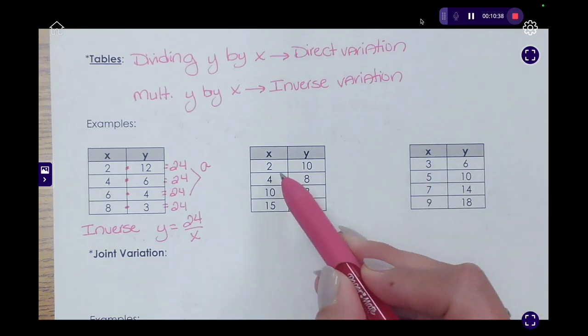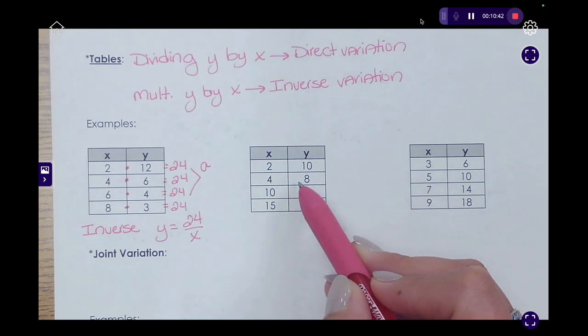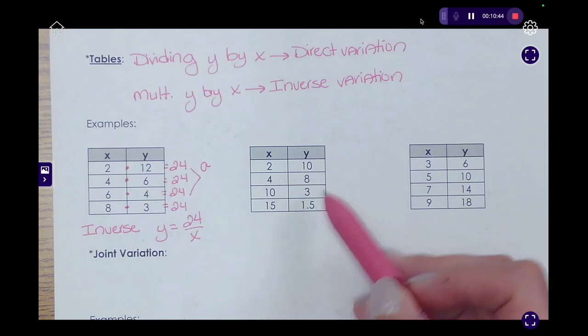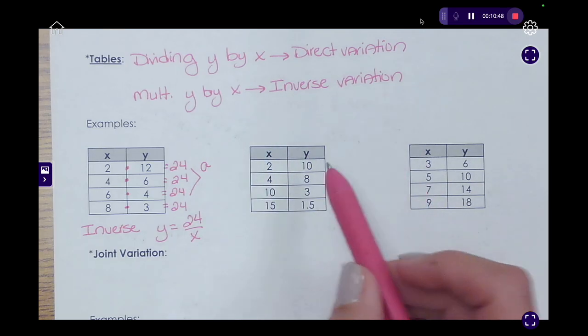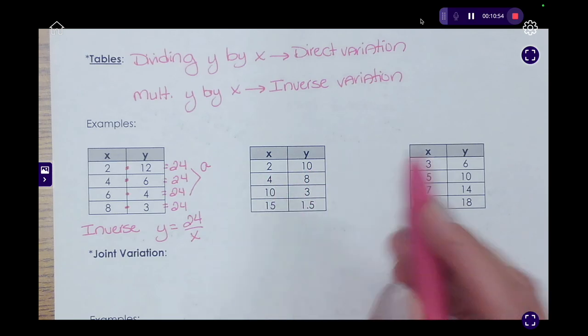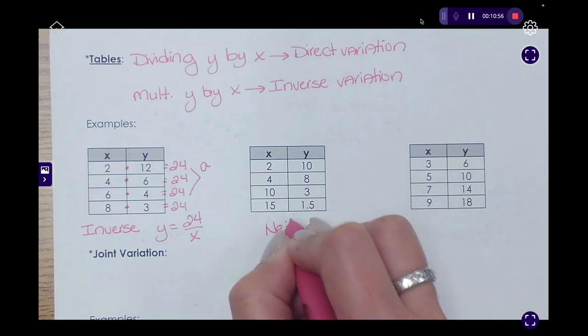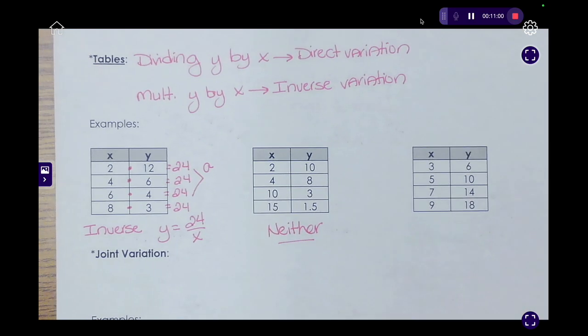If I start the multiplication, 2 times 10 is 20, 4 times 8 is 32, so that doesn't work. So the multiplying one doesn't work, so that's not an inverse. So let's try the division. If I do 10 divided by 2, I get 5. But then 8 divided by 4, I get 2. So that doesn't work. So that means this is an example of neither. So that's not a direct or an inverse variation.